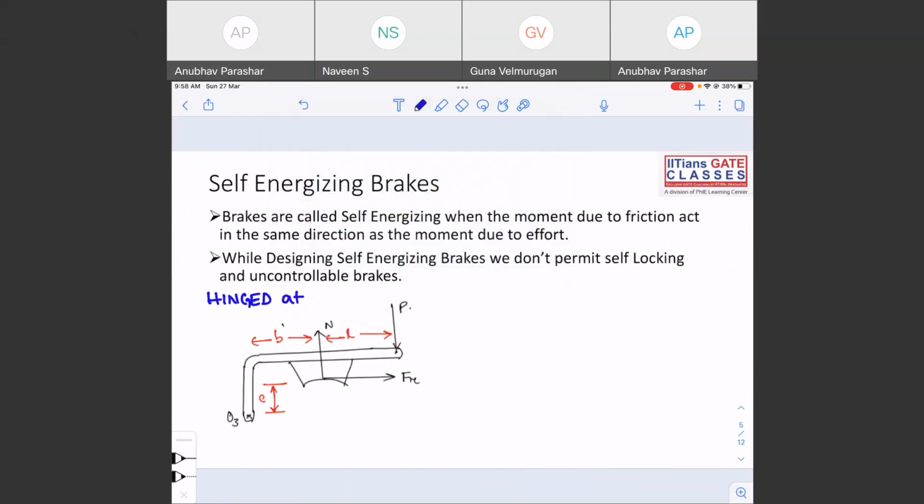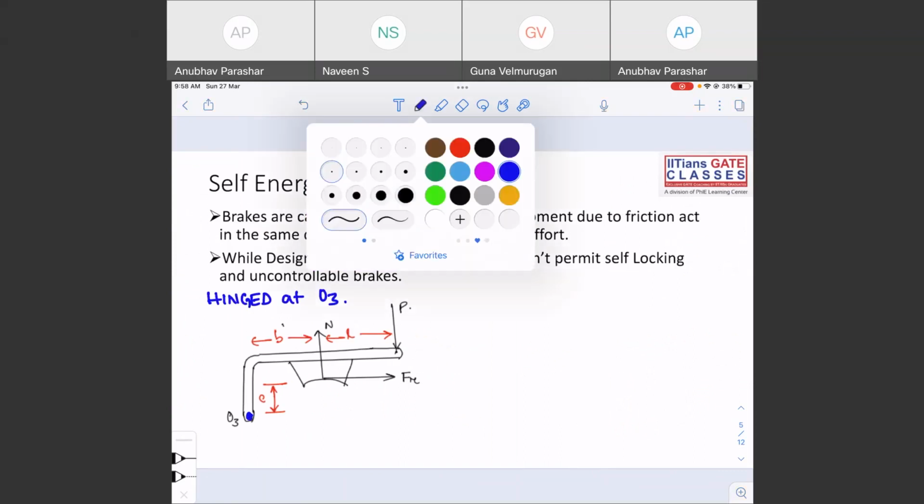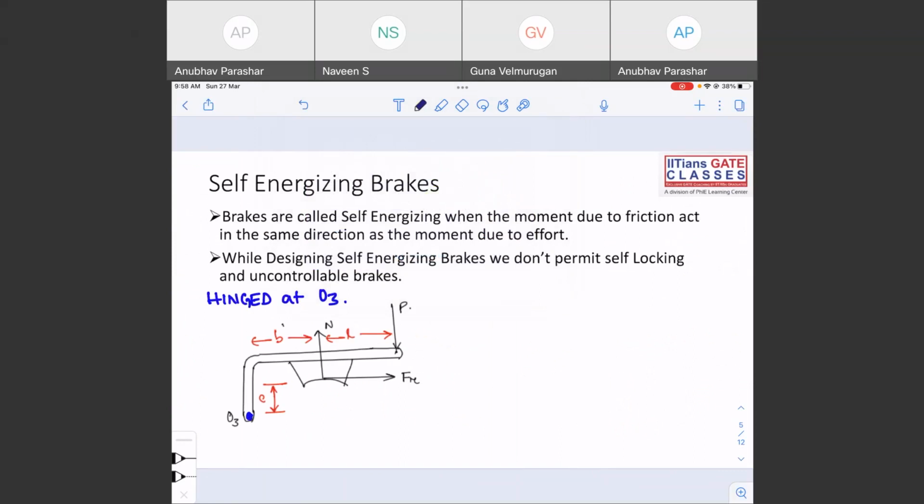Hinged at O3. Okay, this is the hinge point. Now let us see what exactly is going to happen. So the FBD will be made of the lever and the shoe. Whose FBD will it be? The free body diagram of the lever and shoe, right? Not of the wheel, not of the wheel.